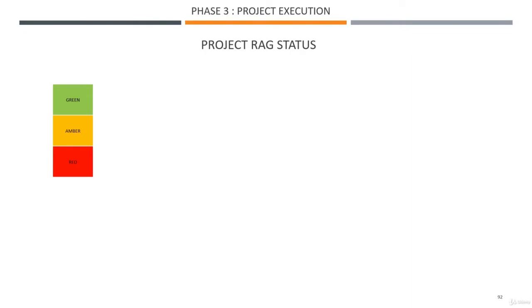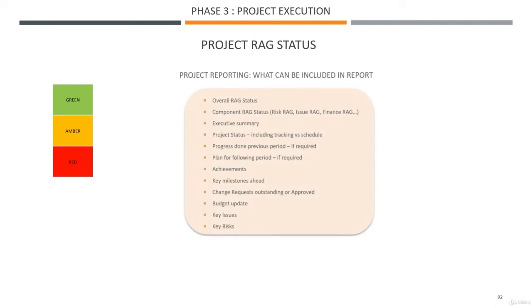Welcome back to project execution reporting. So when we saw the project reports, I mentioned RAG. So sometimes in your project reporting you need to provide a RAG status. So what is RAG? RAG stands for red, amber and green. It's a color-coded way for you to provide a high-level visual on how your project is going.